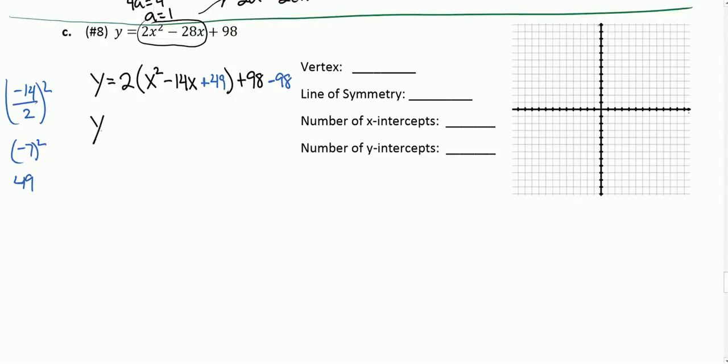Then we factor and get x minus 7 times x minus 7 plus 0. Clean this up a little bit, and you get y is equal to 2 times x minus 7 squared. That's the form we're going to work from.